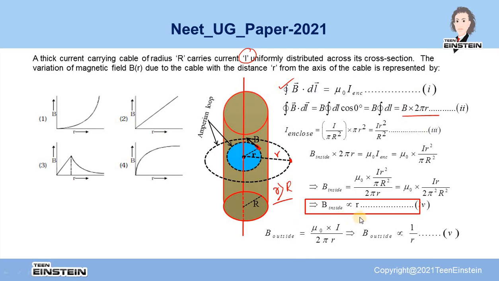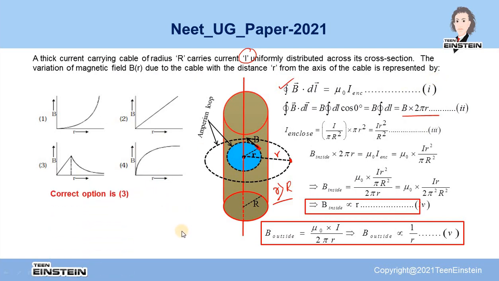Now we have got the variation of the magnetic field inside the cable and outside the cable also. Let us see which one among these four depicts the same thing. The magnetic field inside the cable varies directly proportional to r, and that will continue up to the radius, and then outside the cable it will vary as 1 by r. So the third option is actually giving the correct variation of the magnetic field with the distance from the axis of the cable. So the correct option will be the third option. Thank you.